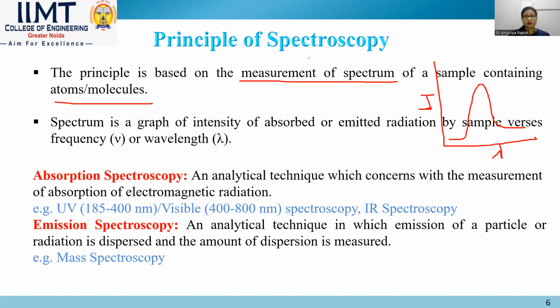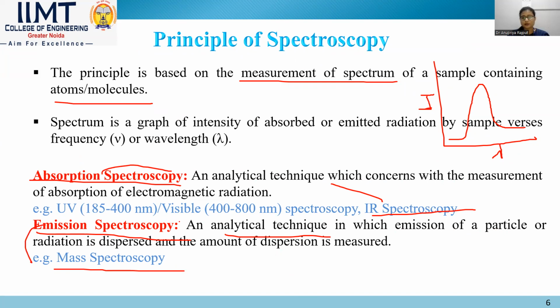On the basis of interaction of matter with electromagnetic radiation, spectroscopy is of two types: absorption spectroscopy and emission spectroscopy. Absorption spectroscopy is the analytical technique concerned with the measurement of absorption of electromagnetic radiation. For example, UV visible spectroscopy and IR spectroscopy are examples of absorption spectroscopy. In emission spectroscopy, the analytical technique is concerned with the emission of particles or radiation being dispersed. That means it is concerned with the dispersion of radiation. For example, mass spectroscopy is an example of emission spectroscopy.